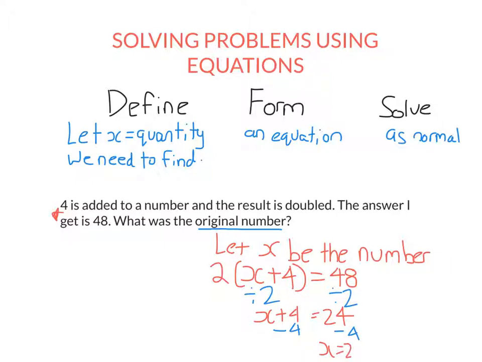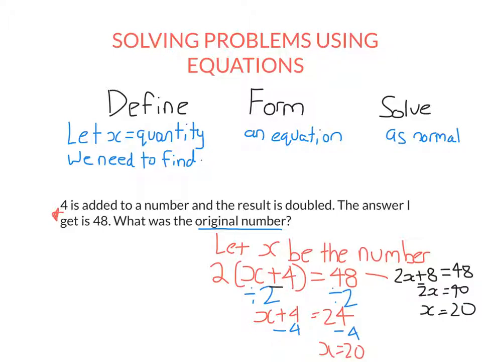So if I wanted to expand the brackets, I'll just do this a different way. I distribute the 2 to the x and then the 2 to the 4. 2 times 4 is 8, and there's a plus here, so a plus goes between them. So 2x plus 8 is 48. Subtract 8 from both sides. You get 2x equals 40, and then we divide by 2 and get the same answer of x equals 20.